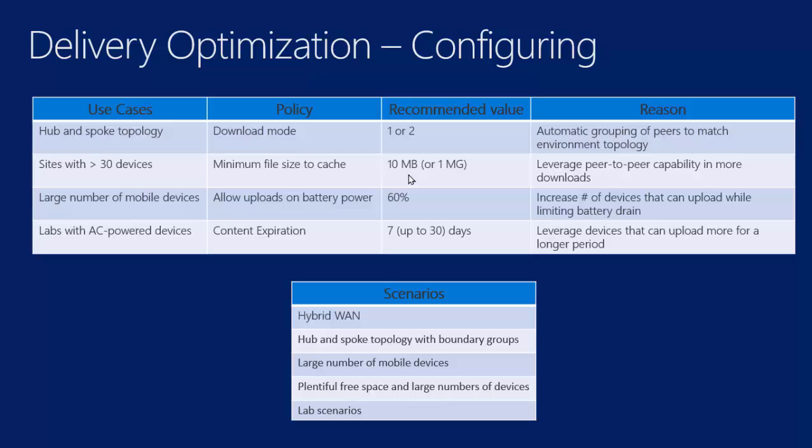Now, ultimately, the delivery optimization service is responsible for that. So you might set, like I have in my lab, that the minimum file size to cache is 1 meg. I'm not necessarily going to cache all 1 meg files, depending on what the delivery optimization service wants to do, but I can allow for that. Large number of mobile devices, great. Are they going to allow uploads on battery power? The recommendation would be, the cutoff is 60%. Once they fall below 60%, they would not maybe want to participate in delivery optimization just to preserve battery life.